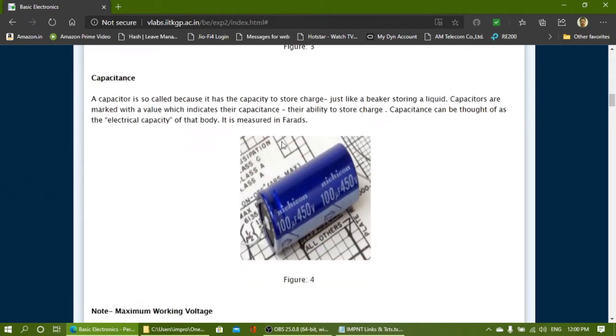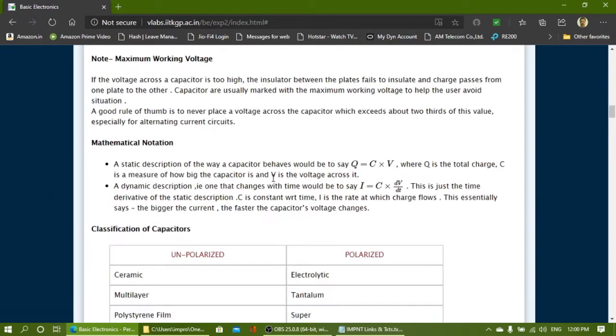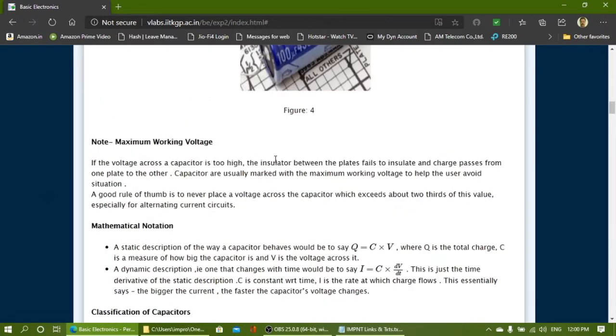So if the input voltage or applied voltage is above the specification, then what will happen? The insulator between the two plates fails to insulate. So current will flow from one electrode to the other, or from one plate to the other. So the capacitor acts as a short circuit or low value resistance component. So always keep in mind, do not use any capacitor at more than two-thirds of the value specified by the manufacturer.